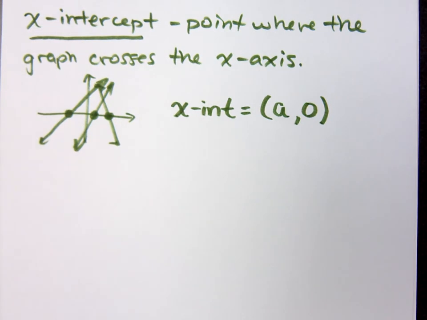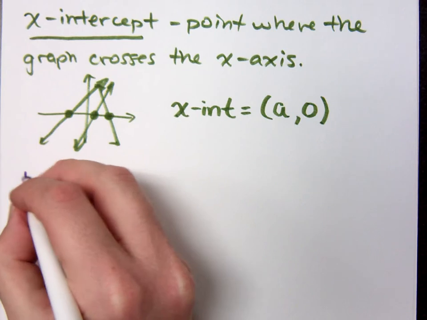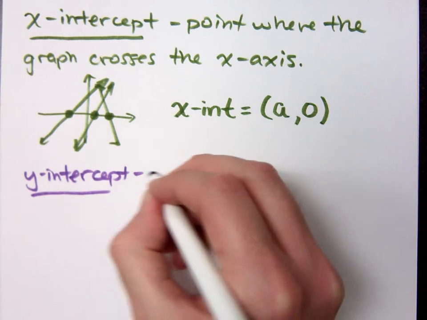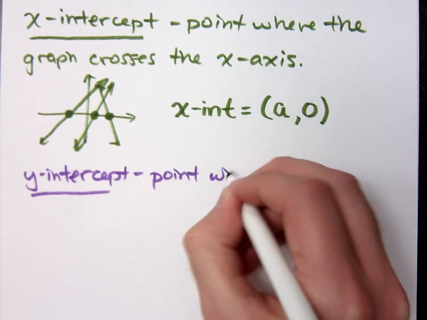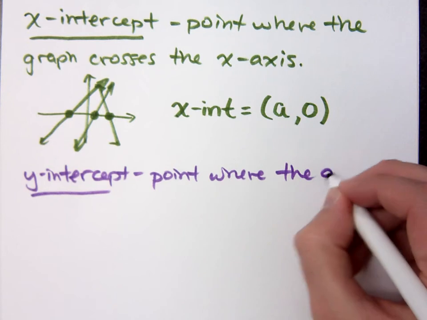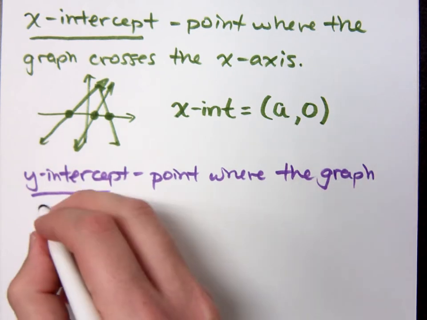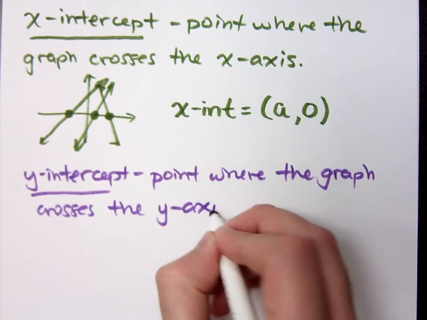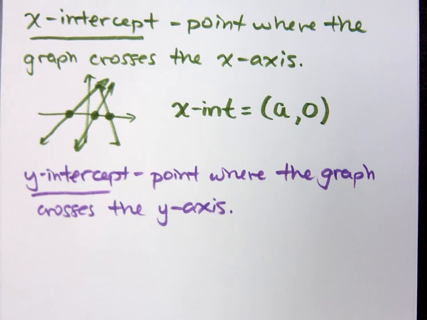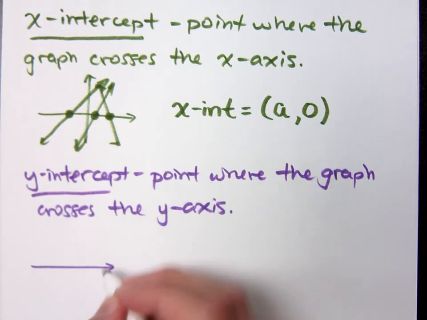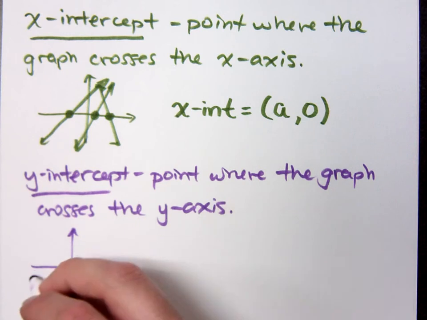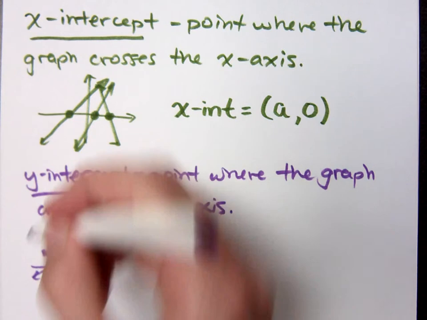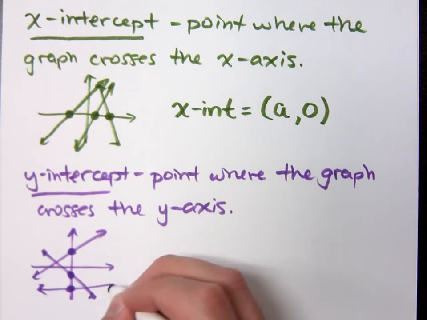And then we're going to talk about the y-intercept, which has a very similar definition to the x-intercept. The y-intercept is the point where the graph crosses the y-axis. So if I were to just do a little sketch here, here's a y-intercept, here's a y-intercept, and even this guy has a y-intercept.